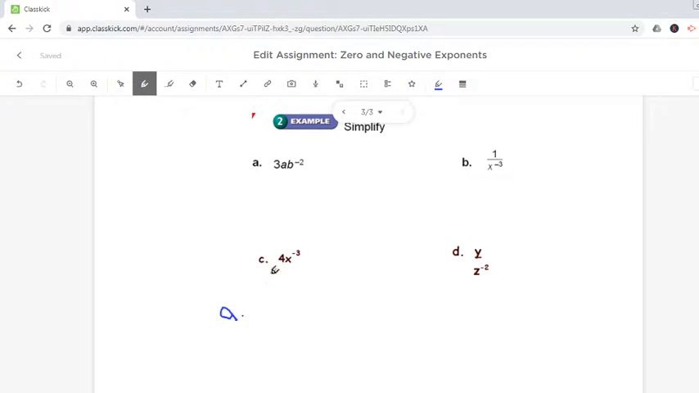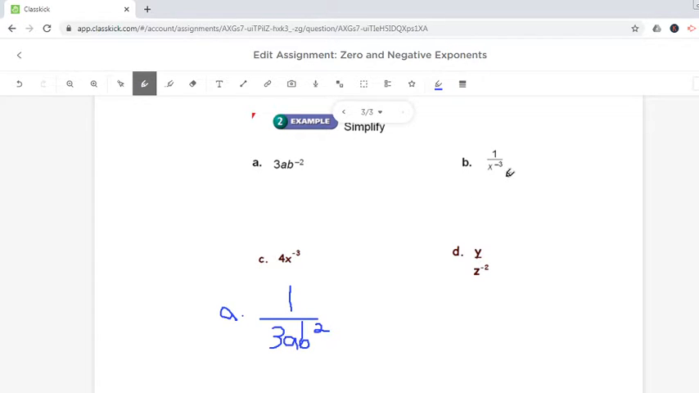Write it down here. So we have a negative exponent. We put the base down in the denominator, 3ab. And we change the negative to a positive in the denominator. And we put a 1 in the numerator.